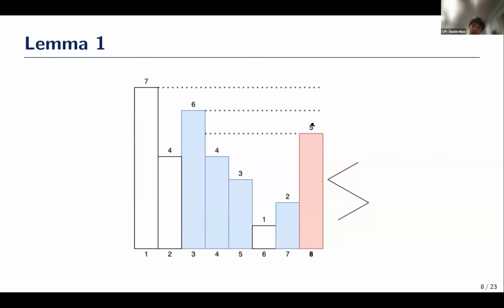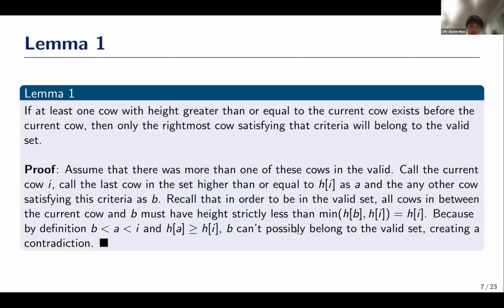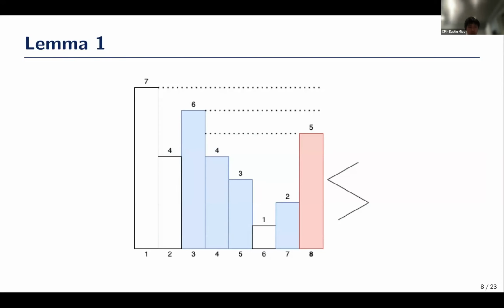The reason is that it doesn't really matter how high a cow is if it's taller than the current one, because the minimum of the other cow and the current one is always going to be the current cow. So then we can't throw a frisbee between cows 1 and 8 because this cow at 3 would be blocking it. And there's a formal proof to that here, but I'll just skip over that.